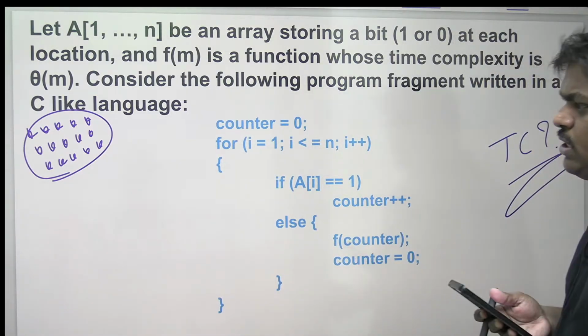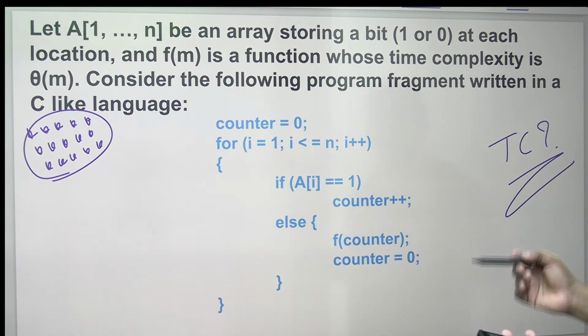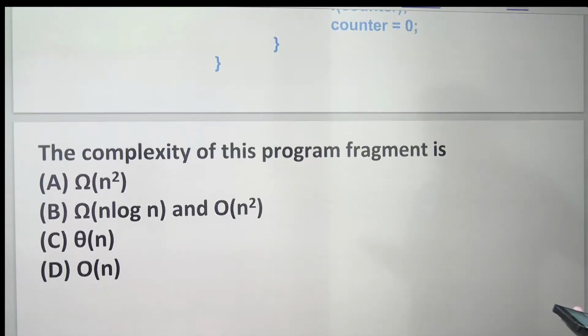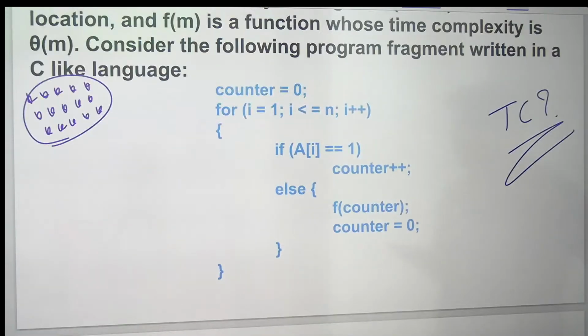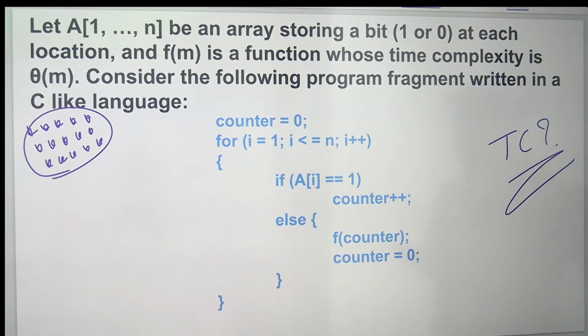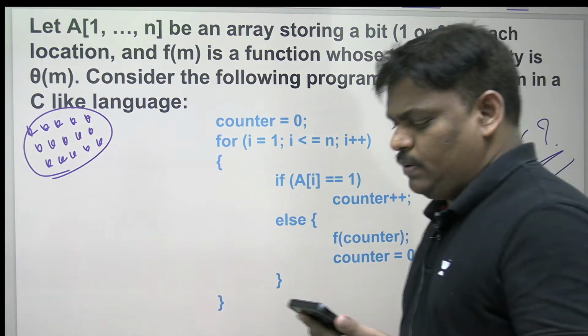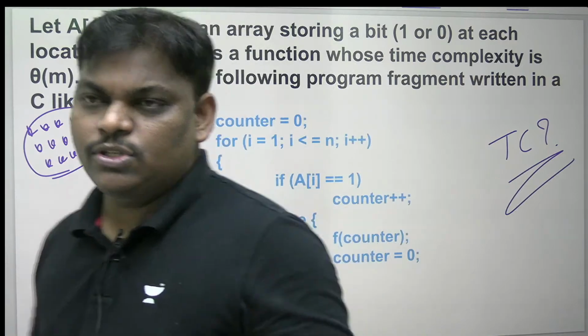All the people who are watching, please concentrate on this. What is the answer? These are the answers available. The time complexity of this program fragment, 4 options are given. So forget about these answers. Can you check yourself what is the answer to this problem?